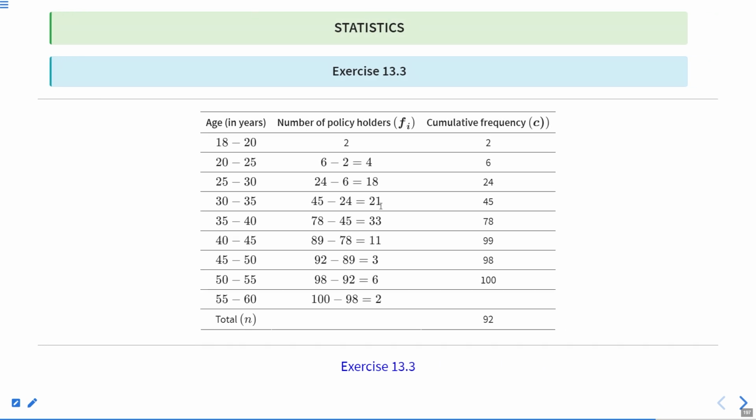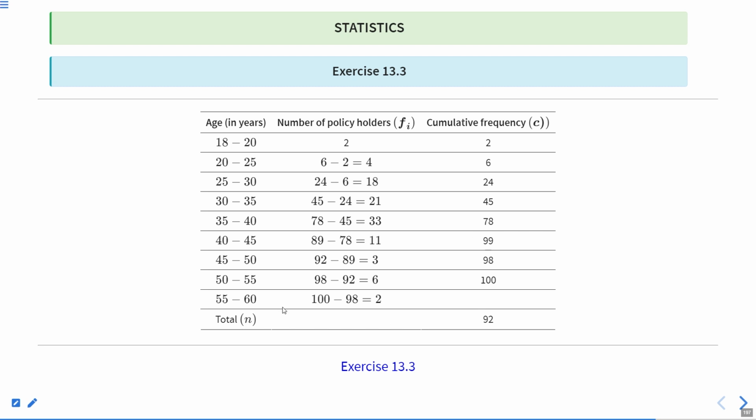For age 18 to 20, the number of policyholders f is 2, and the cumulative frequency CF is also 2. For the next class, the number of policyholders is 6 minus 2, that is 4, so the cumulative frequency is 2 plus 4, equal to 6. For the next class, the number of policyholders is 24 minus 6, equal to 18, so the cumulative frequency is 24. Then for this class 45, for this class 78, and so on.